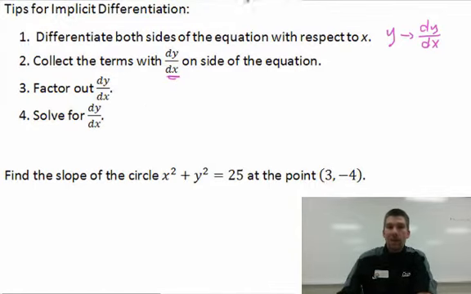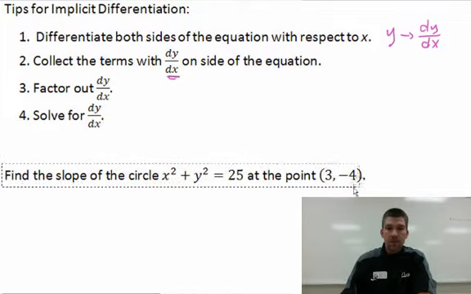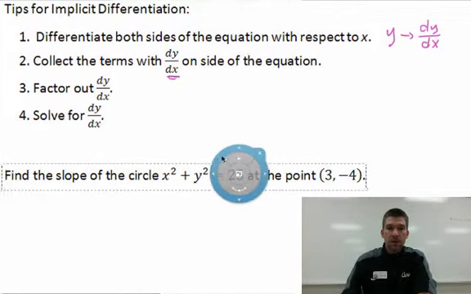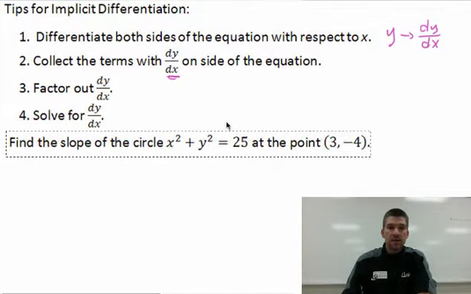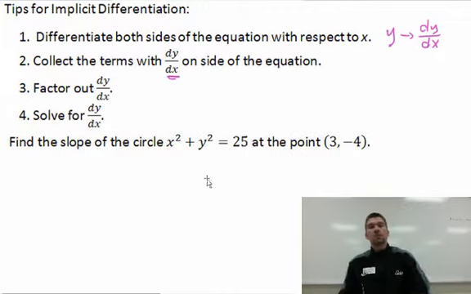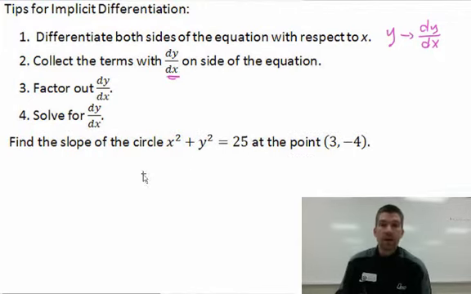So how might that look for us? Well, here we've got a question. Let me move it up just a little bit here. So we've got this question: find the slope of the circle x squared plus y squared equals 25 at the point (3, -4).